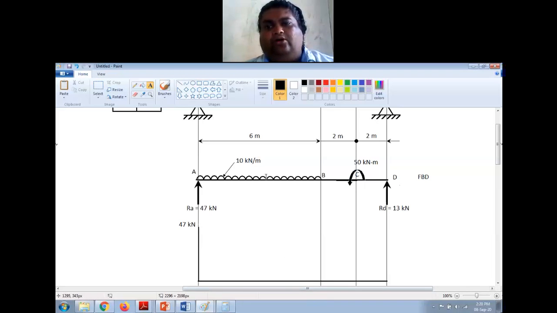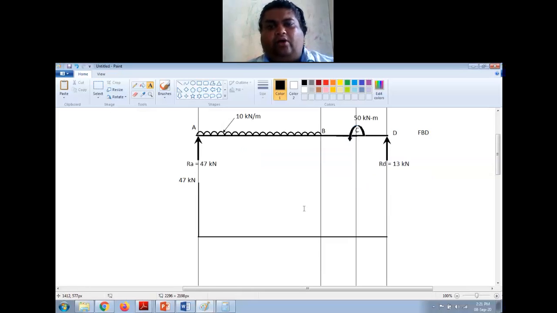Now, in order to draw that, you calculate the total shear force because of this UDL. Now the intensity is 10 kilonewton per meter. 10 kilonewton per meter into 6 meter will be 60 kilonewton. So the total shear force because of this UDL is 60 kilonewton. At this point it will be 0. At this point it will be maximum. So how to vary this? From this point you have to draw an inclined line like this till it comes to minus 60.